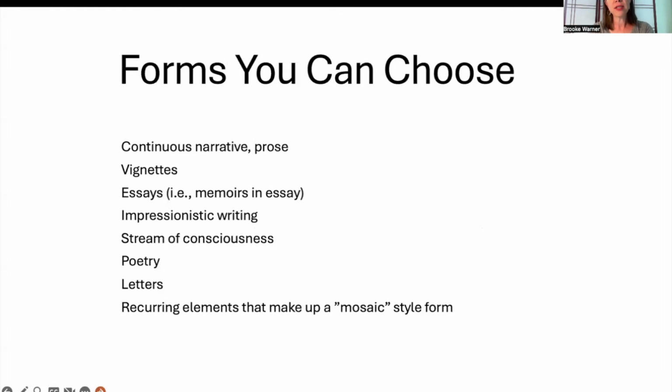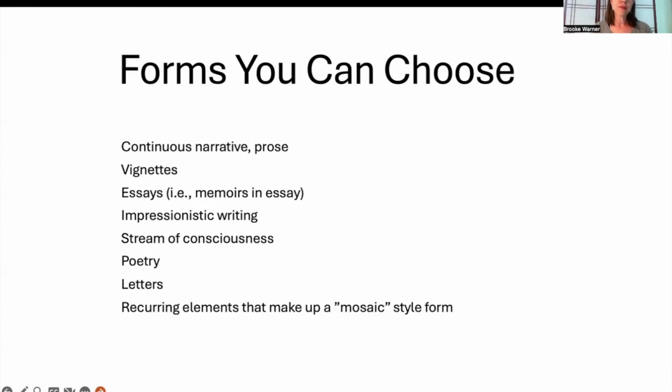Here's a partial list of forms you can choose. The continuous narrative, which is the scenes, right? That's prose, they're scenic. You will see entire memoirs written this way. Most of the memoirs that you have read over the years have been continuous narrative scenes. That is the most common that we know.